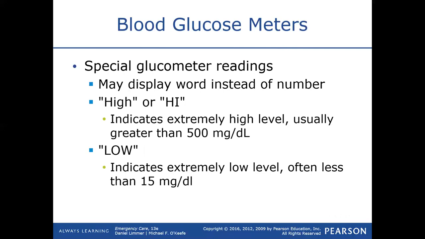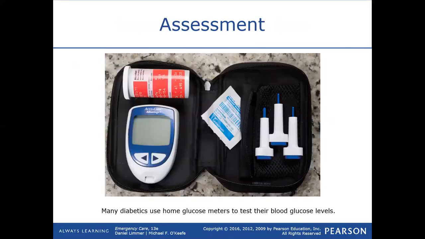Special glucometer readings may display a word instead of a number, high or low. Okay, generally speaking, and each manufacturer is a little bit different, but if your meter says high, it's probably more than 500. The meters we have here at work say high if it's above 600. So check your manufacturer for whatever you carry on your ambulance. But if you see high, you know it's above 500, okay? And low, generally speaking, is less than 15 on their blood sugar, okay? Again, check your manufacturer because they're all slightly different. But if it says low, no matter if your machine says low at 15 or 20, it's not good, okay? So just remember that.